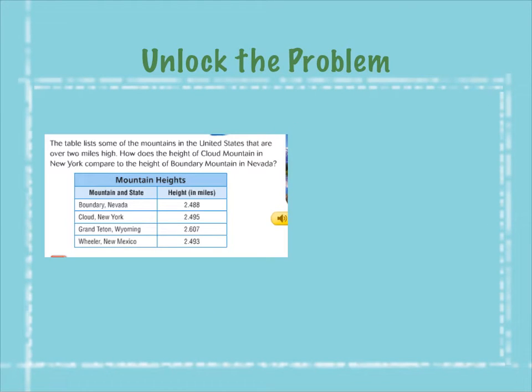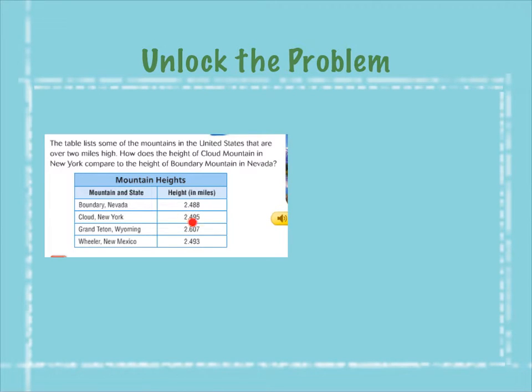All right, so first of all, let's start out by unlocking this problem. The problem reads, the table lists some of the mountains in the United States that are over 2 miles high. How does the height of Cloud Mountain in New York compare to the height of Boundary Mountain in Nevada? So let's look at our table here and see if we can figure out what those two different heights are. So the first one says the height of Cloud Mountain. So Cloud, New York right here.